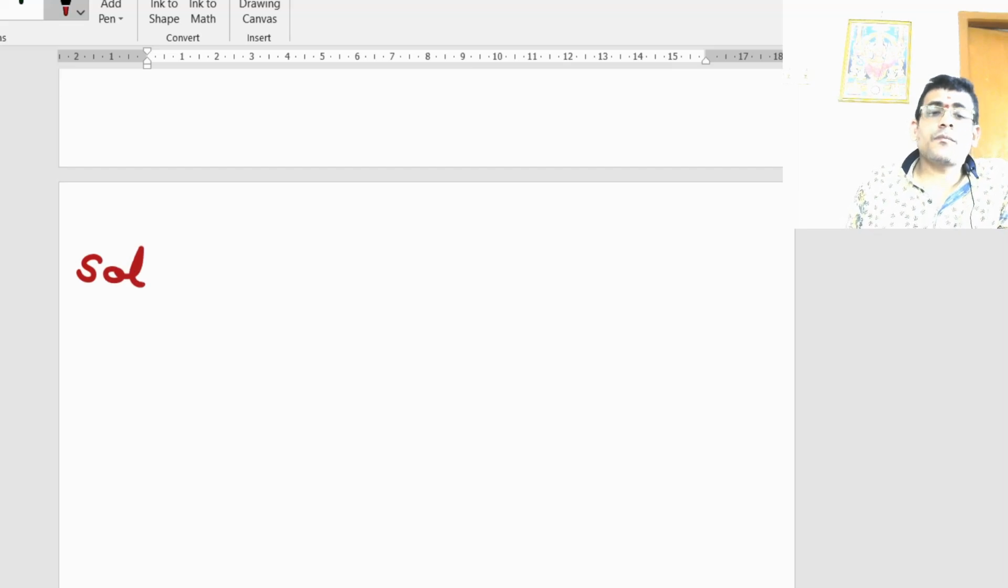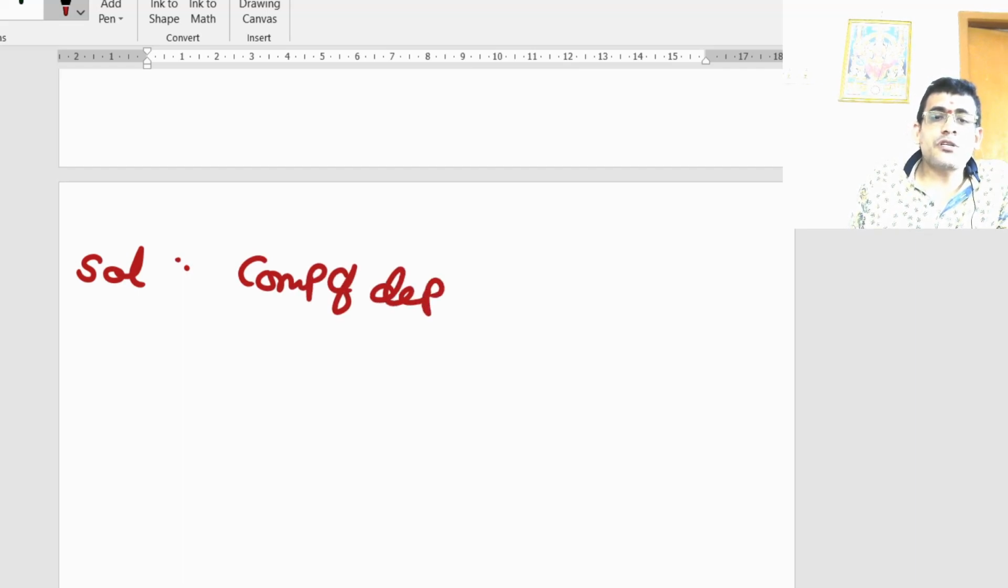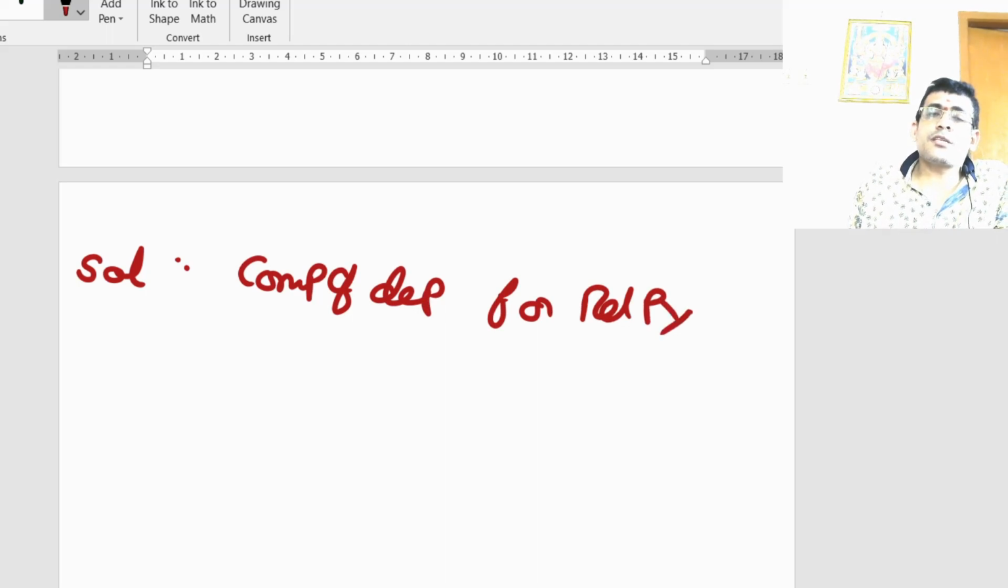Computation of depreciation for relevant previous year. We should mention what our previous year is, 1920 or 2021. That depends. Now, let me prepare a small table here. How do I compute depreciation? To compute depreciation, first of all, I need to arrive at something called my written down value. So let us prepare a small table for computation of depreciation.